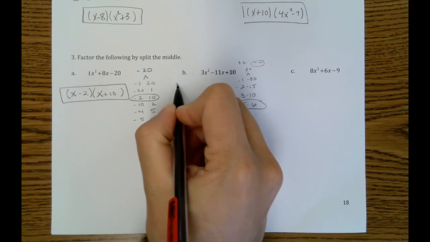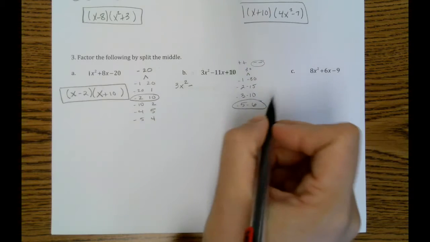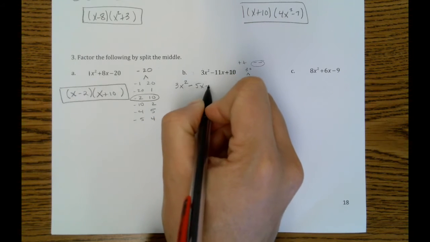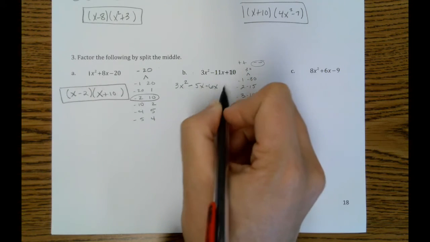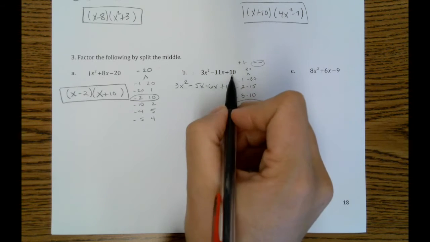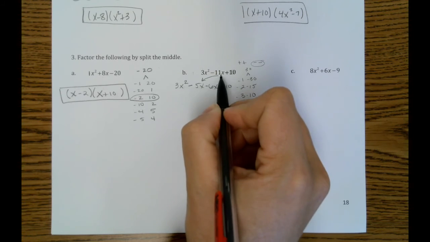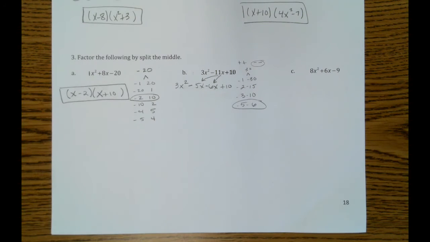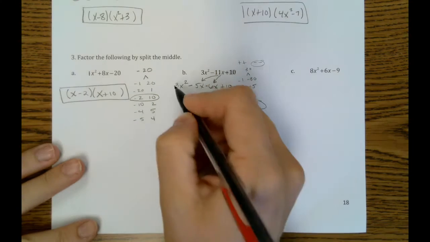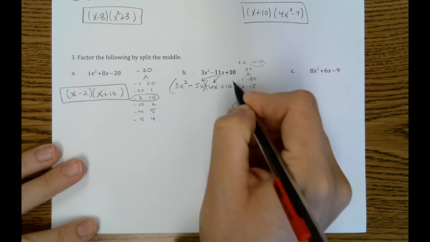So I'm going to go ahead and split my middle terms. So I'll have negative 5x minus 6x, and then I still keep my positive 10. So basically, my negative 11x became negative 5x minus 6x. From here, it's just factor by grouping.